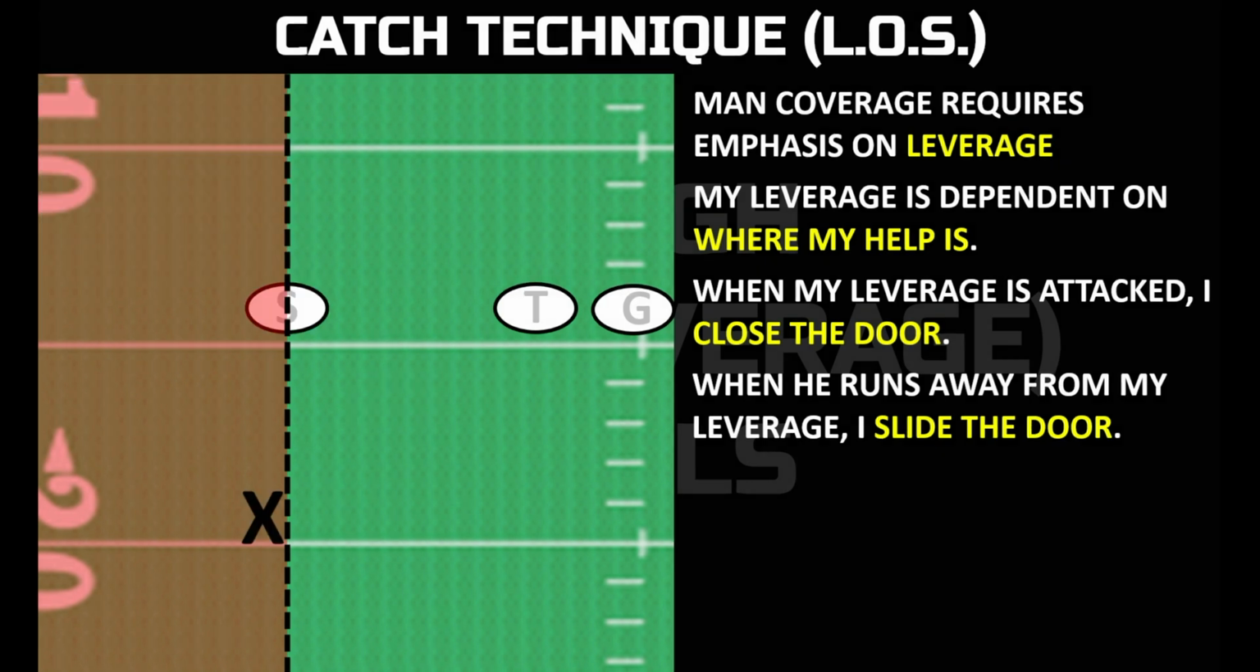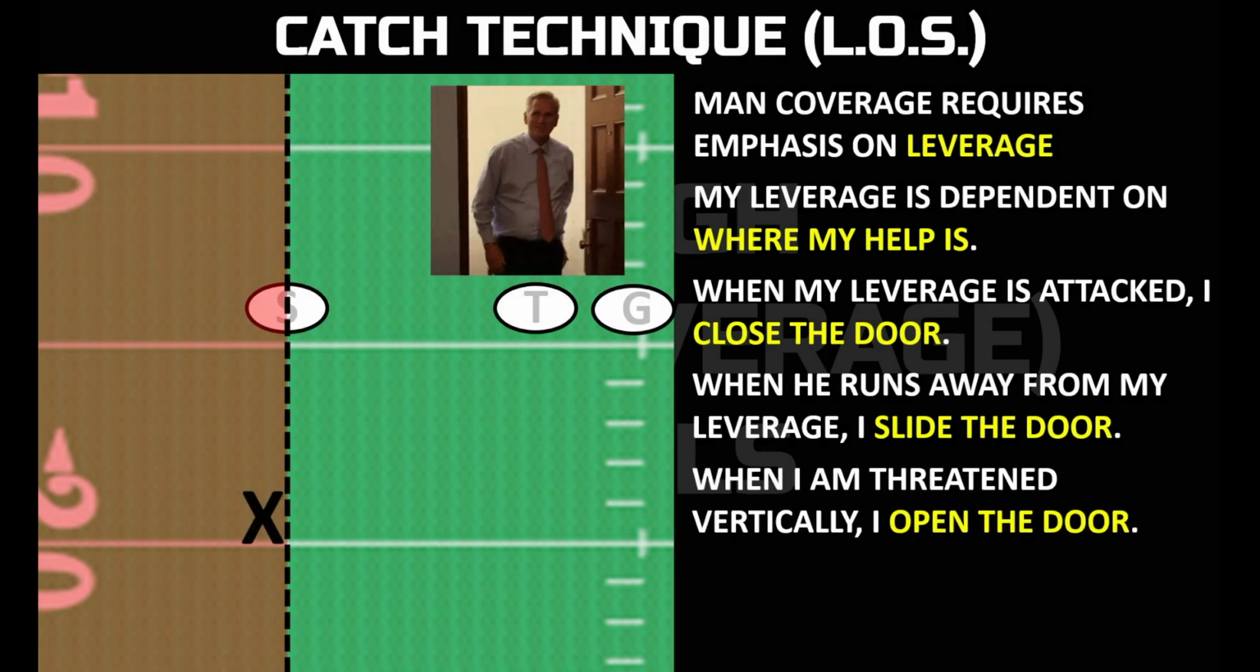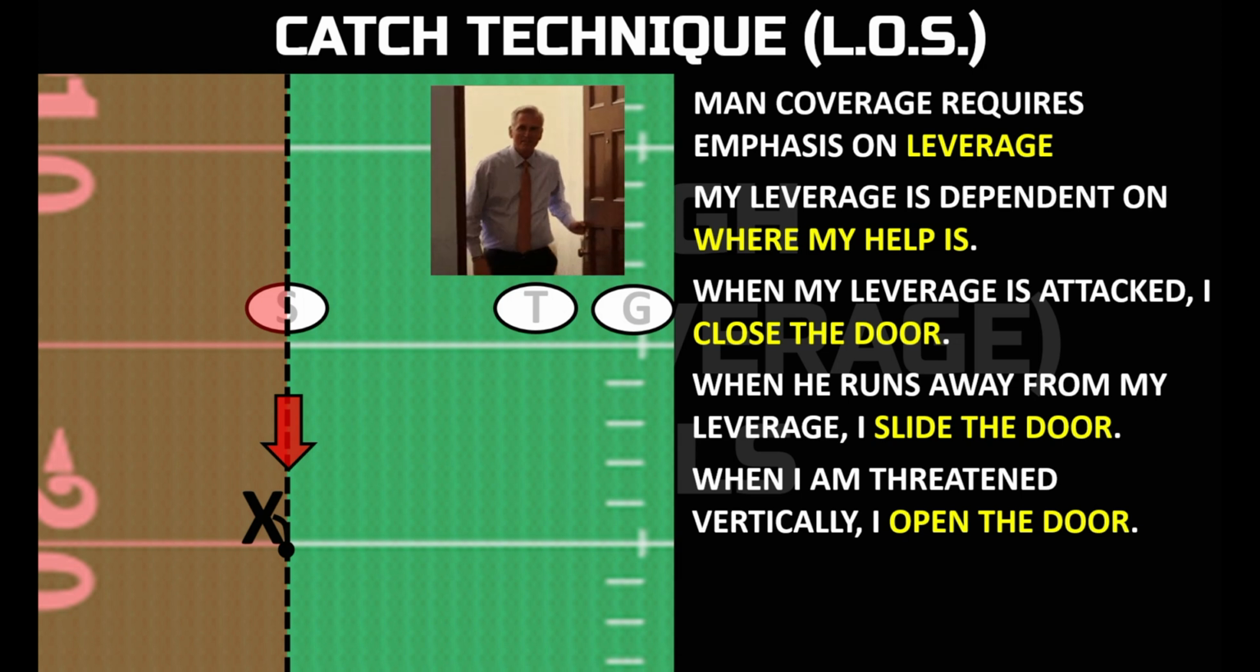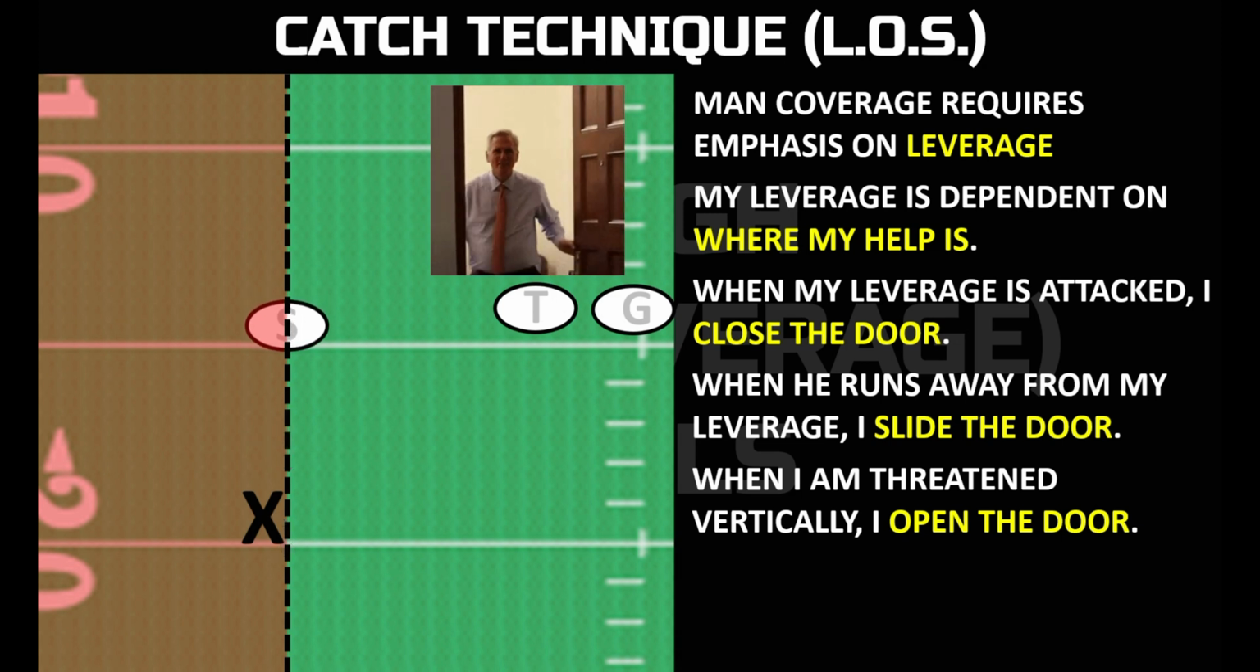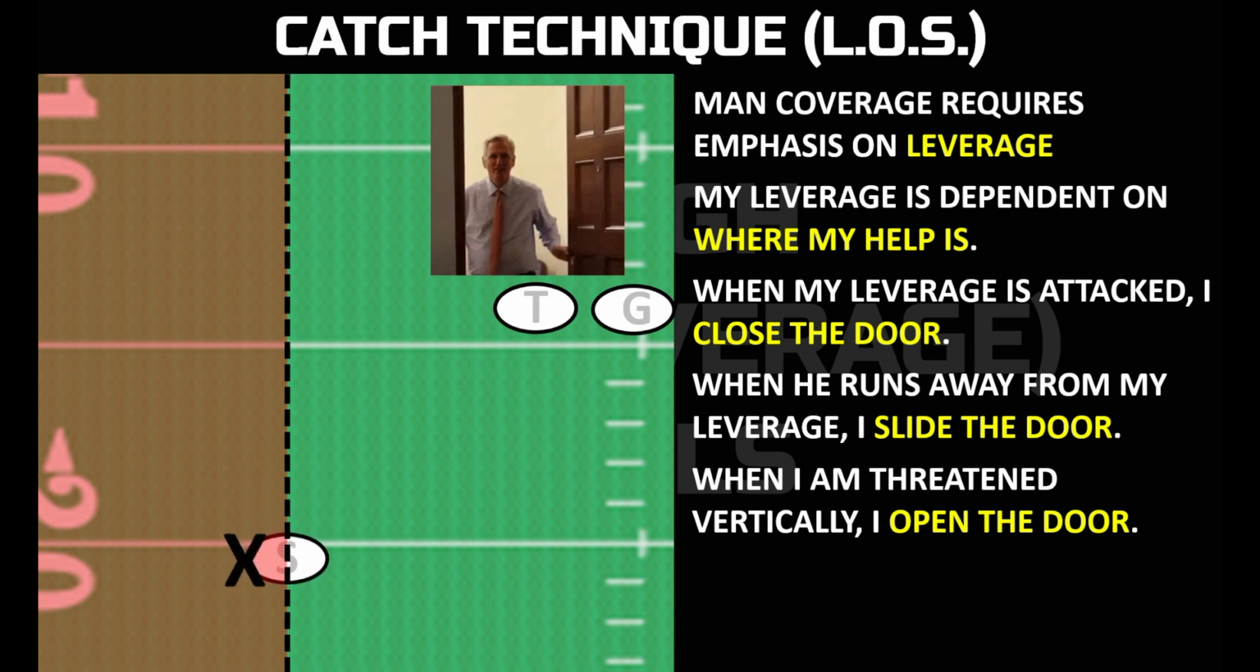When I am vertically threatened, I open the door. What does that mean? If the receiver runs straight at me vertically, I have to be ready to turn and run with him. So I open the door. This does not mean I just olé and let him run right by me. I want to collide and redirect him on his route, but I want to be ready to turn and run with him. I open the door for him to run vertically, and as I open the door, I'm ready to run with him.